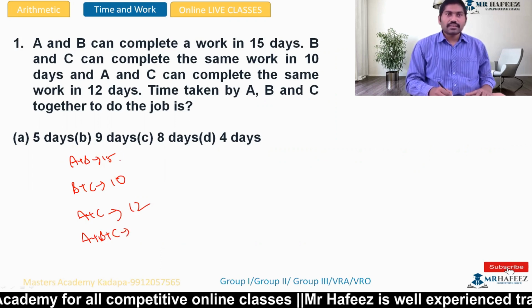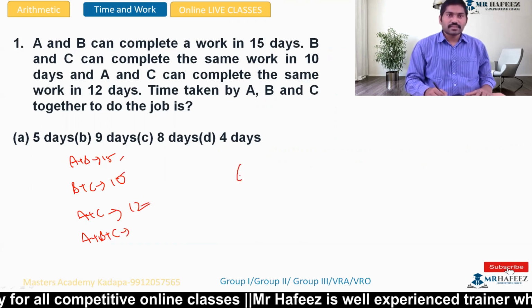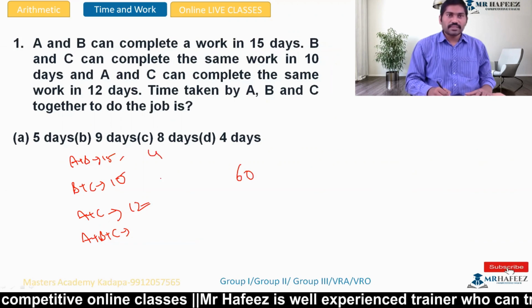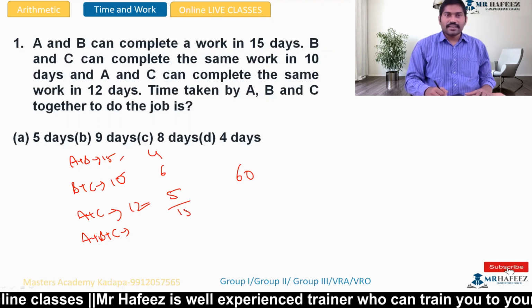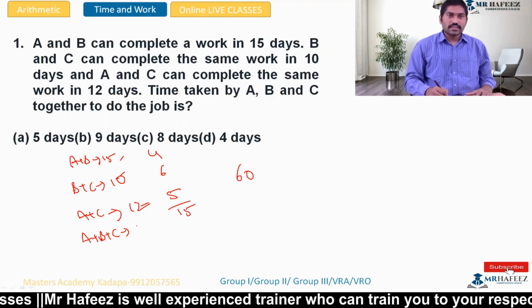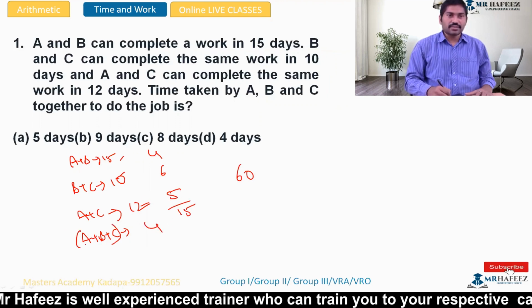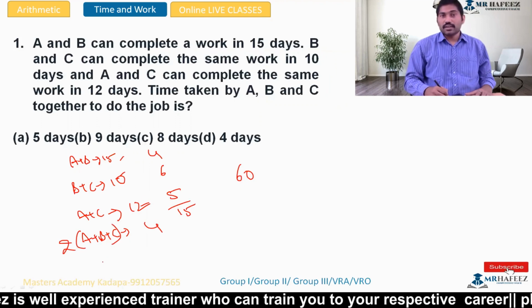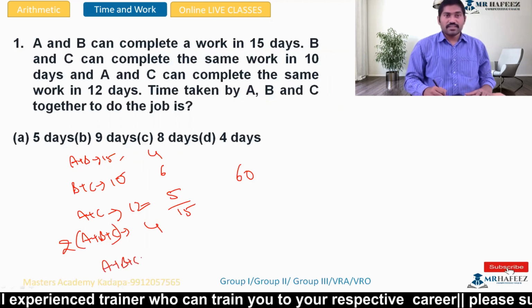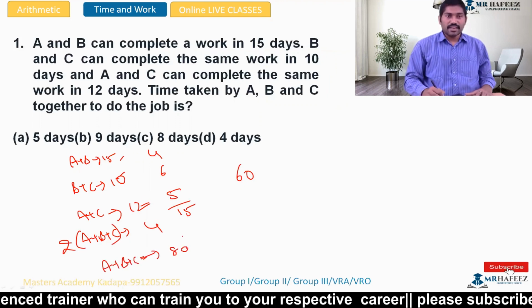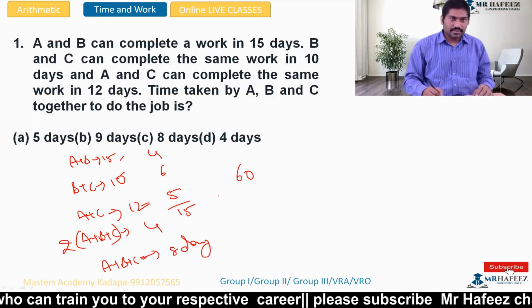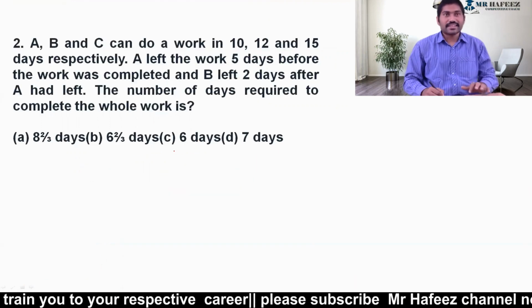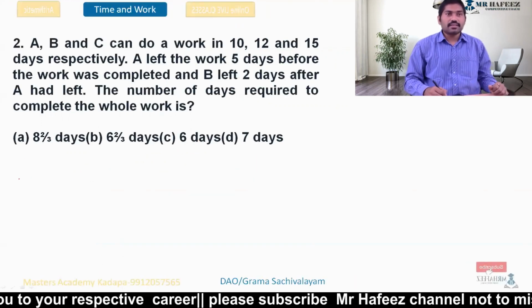So 15, 10, 12. LCM is 60. 15 takes 4 times, 10 takes 6 times, 12 takes 5 times. If I add all, it's 15, so 60 becomes 2 times. But I require A plus B plus C only, so it can be done in 8 days, because half the people double the days. Answer over. Next.